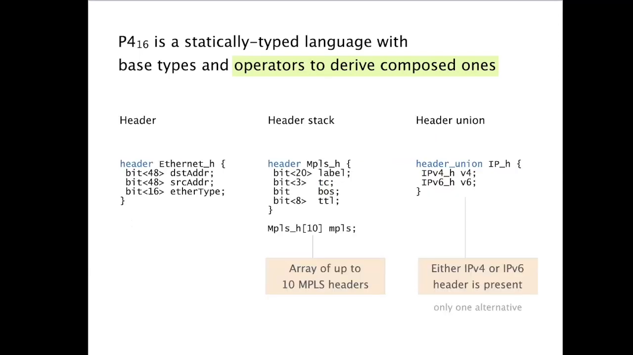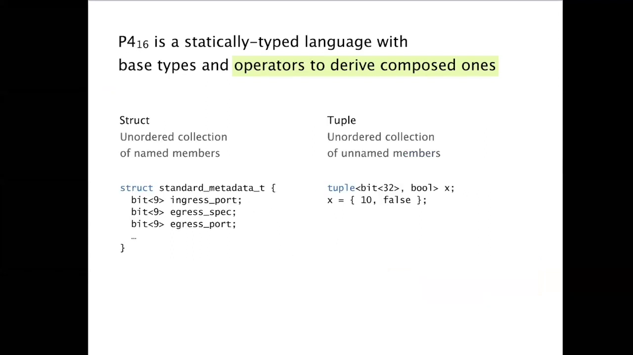Sorry. All right, so I was telling you before the break: header, header stack, and header union. These are three derived types in P4. So you have the base types and the derived types. With the operators to derive types, you can build bigger types out of smaller ones. You also have, like in C, if you have ever played in C, you are probably familiar with struct and tuple. So you have the same notions in P4. A struct is a collection of named members, and a tuple is a collection of unnamed members. You will see this a lot, especially when you define metadata, where you will typically use a struct.